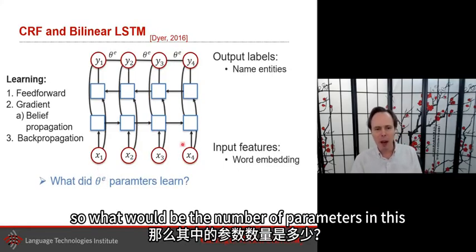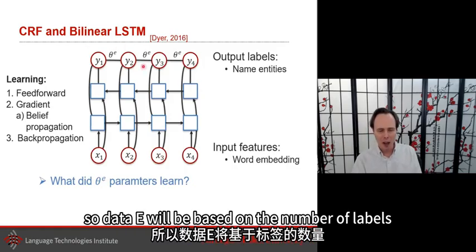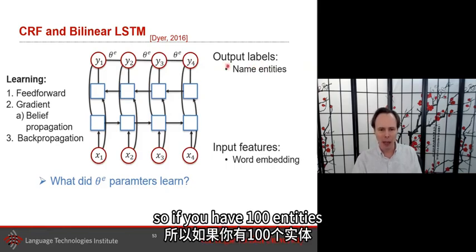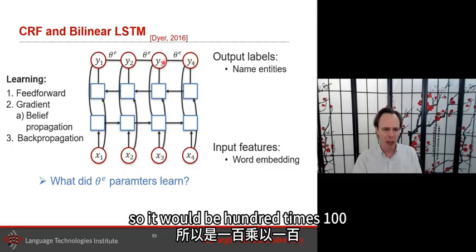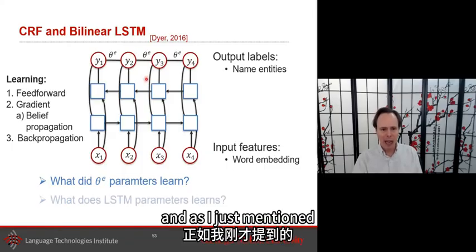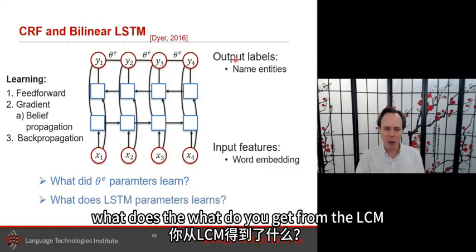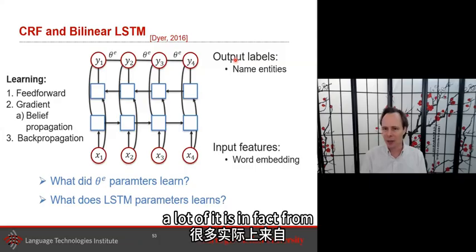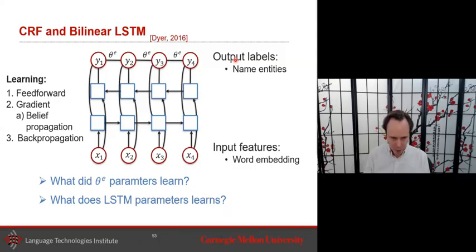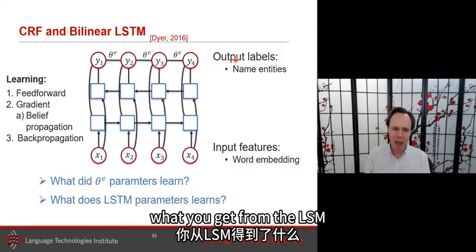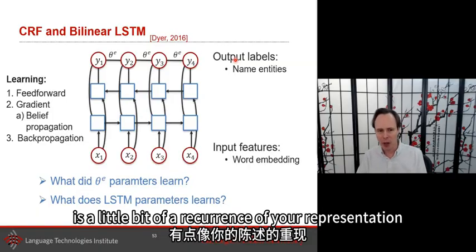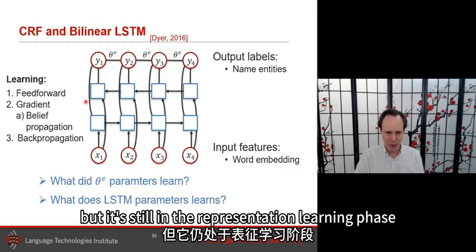So what will be the number of parameters in this? Theta E will be based on the number of labels. So if you have 100 entities, it will be 100 times 100. And as I just mentioned, what you get from the LSTM is a little bit of a recurrence of your representation, but it's still in the representation learning phase.